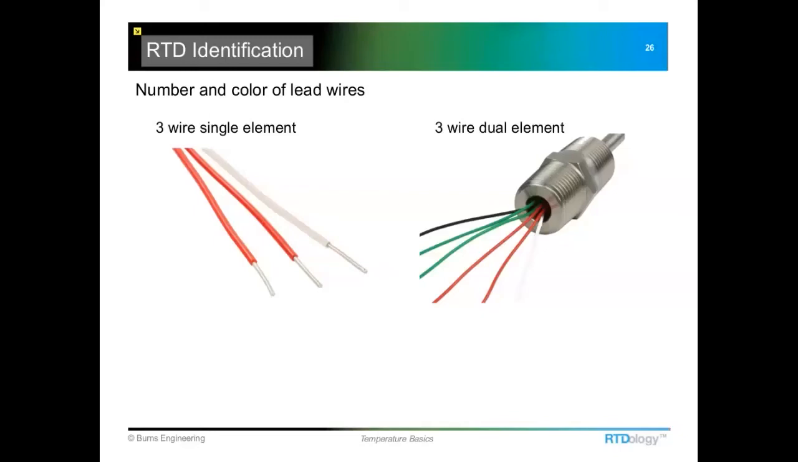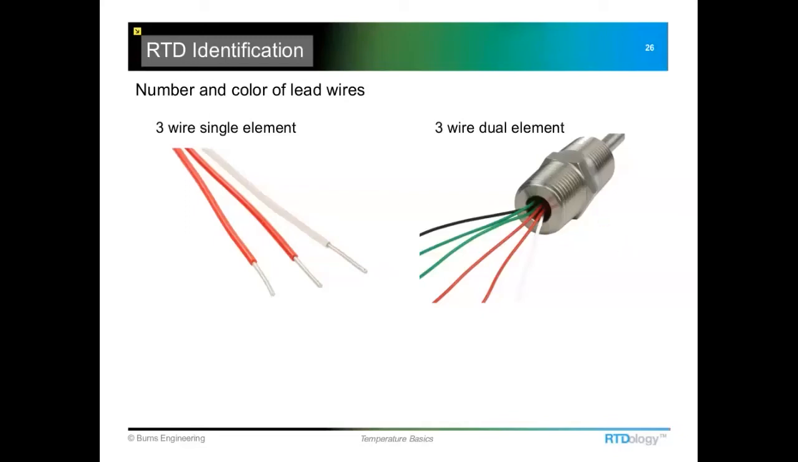Okay, so I want to get into identification here. We do get a lot of questions about, I've got this temperature probe, and I pulled it out. It's not working anymore, and I'm not sure if it's an RTD or a thermocouple or what it might be. So I put together a few pictures and things here on some ways to easily help identify some of these devices.